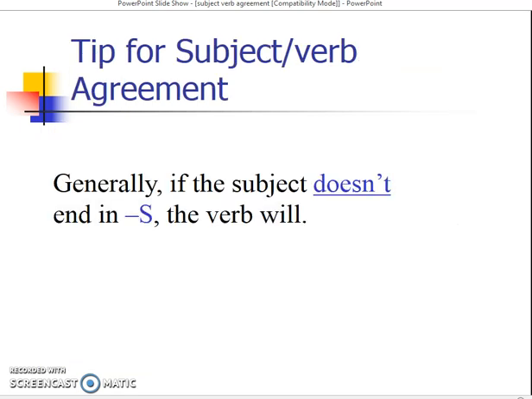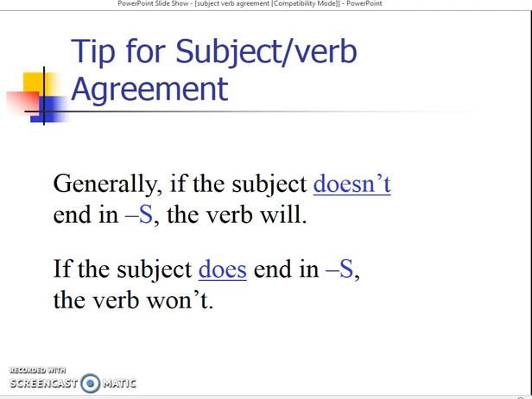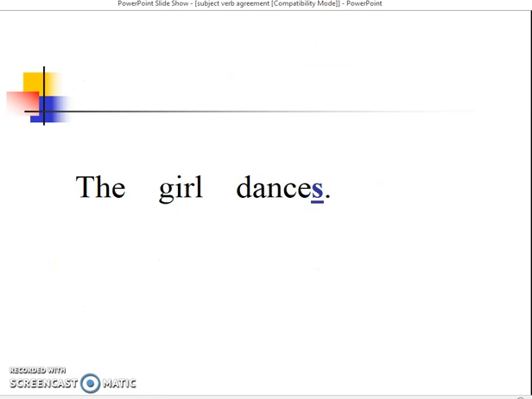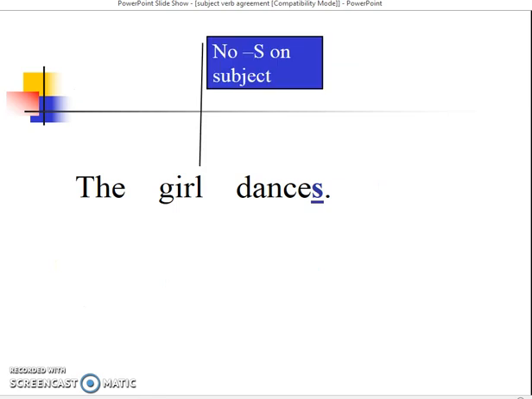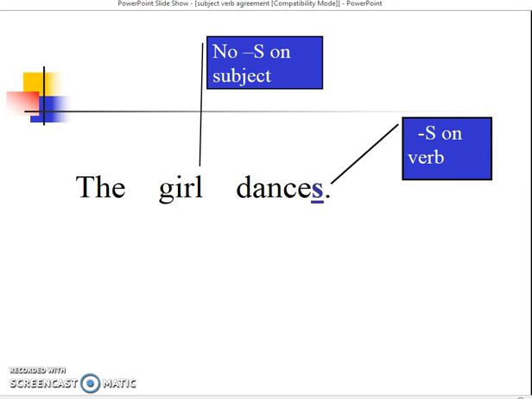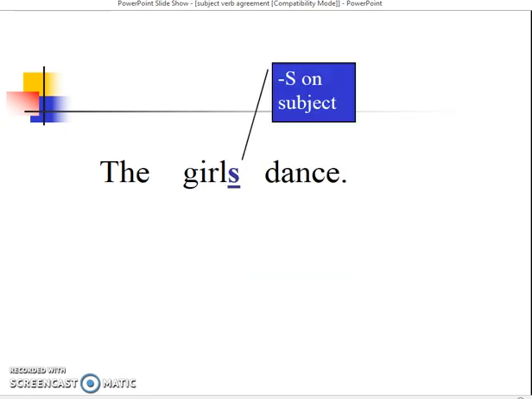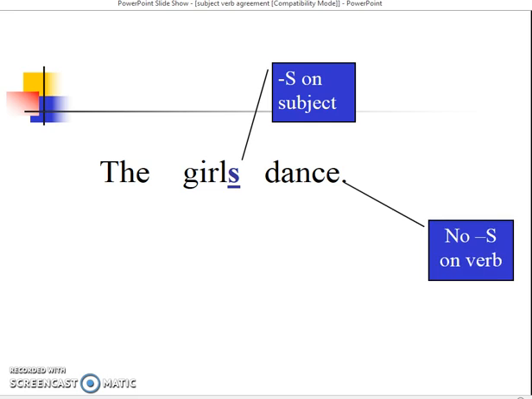Okay, some things to remember. Generally, if the subject doesn't end in S, the verb will. If the subject does end in S, the verb won't. So we have the girl dances. No S on the subject, which means we have an S on the verb. In this one, the girls dance. Girls is plural. It ends with an S. So there is no S on dance.